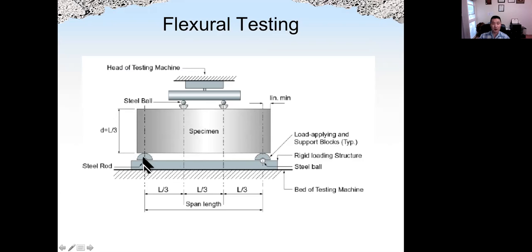All right, this is again the setup for third point setup. So we have a steel ball, apply the load, and also the steel rod support at the two ends. Okay, so that means the support will only provide vertical load. There's no moment resistance. Okay. And same thing for the location where we apply the load.